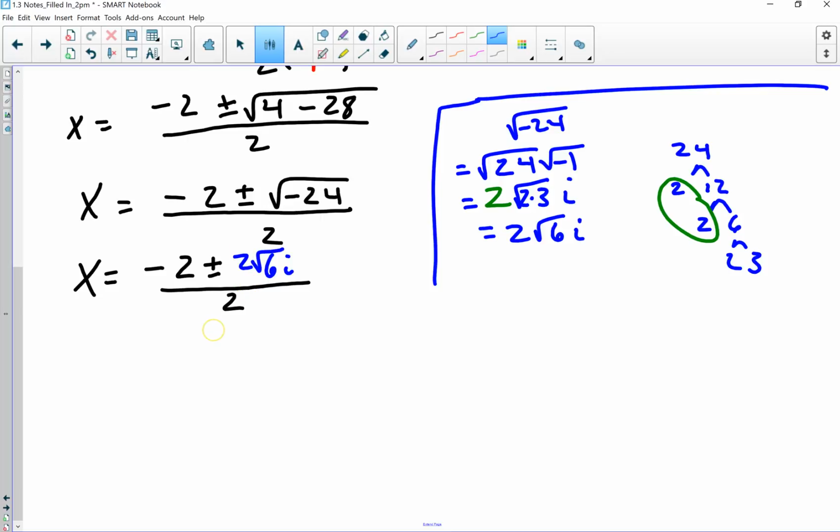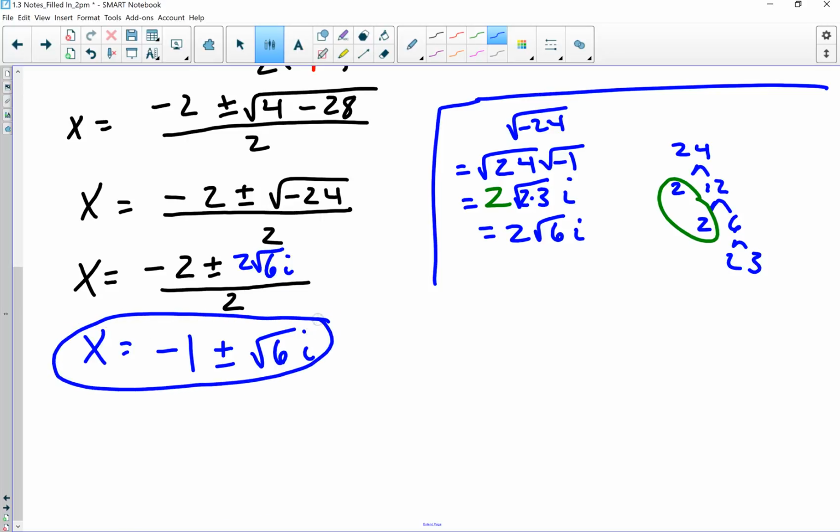Okay, then here we would want to reduce our fraction if possible. Since I have a common factor of 2, I can go ahead and reduce that. So negative 2 divided by 2 gets me a negative 1. The 2 out in front of my square root can also reduce with the 2 that's in the bottom. So 2 over 2 is 1 times the square root of 6i. So those would be my complex solutions.